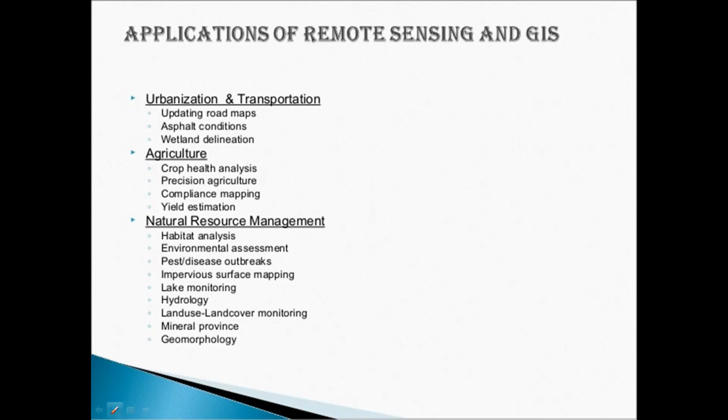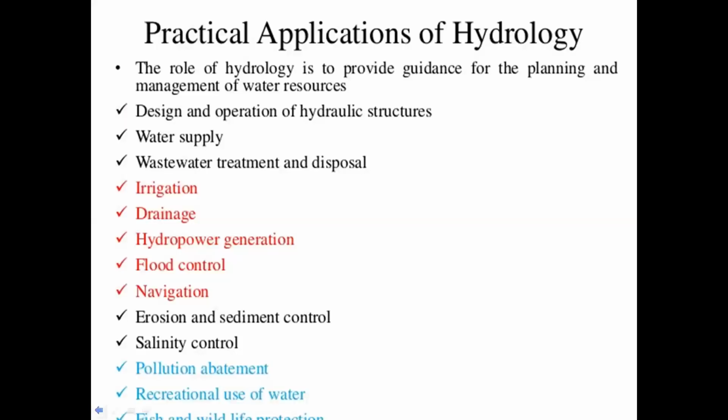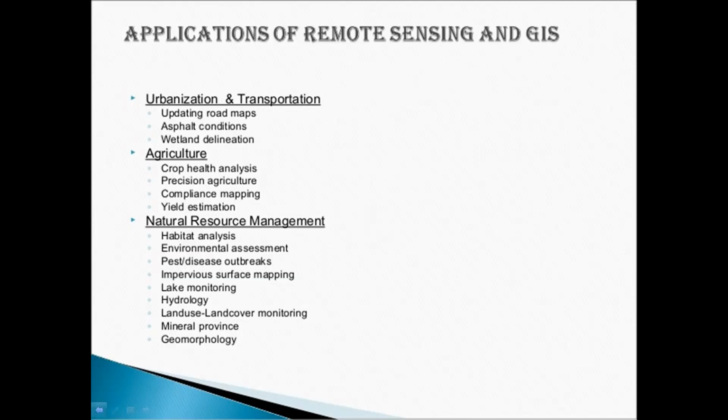Another one, lake monitoring and land use, land cover monitoring. This is the main natural resource management applications. These are the applications of remote sensing and GIS for gathering information: urbanization and transportation, agriculture, and natural resource management. These three are mainly the main applications for remote sensing and GIS for gathering information. See, last topic. This is the fifth unit, application of remote sensing and GIS. This is the fifth unit.